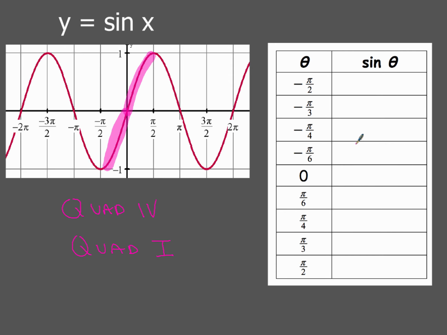So go ahead and hit pause, fill in those values, and then let's double check to make sure that you got them correct. So how'd you do? Hopefully you got all those values correct.